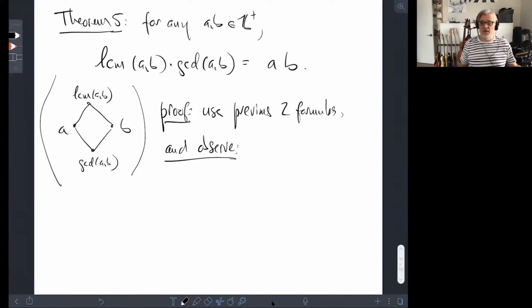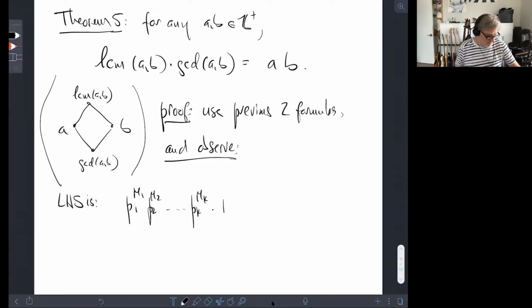Okay, so I'm multiplying LCM of A, B by GCD of A, B. I'm going to use the same notation that I had. So the left-hand side is P1 to the big M1 through PK to the big MK, times P1 to the little m1, P2 to the little m2, through PK to the little mk.